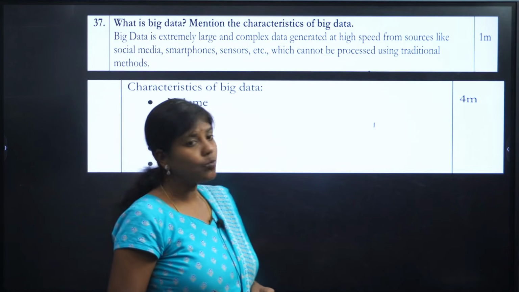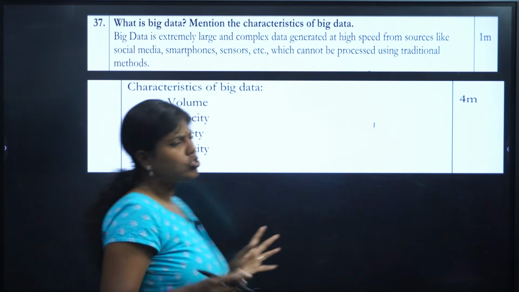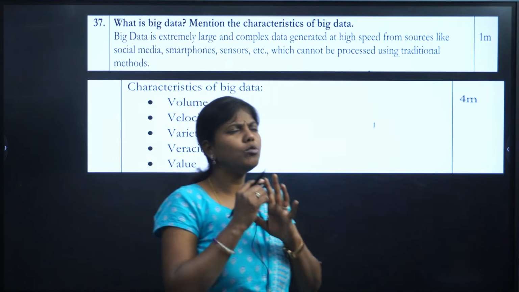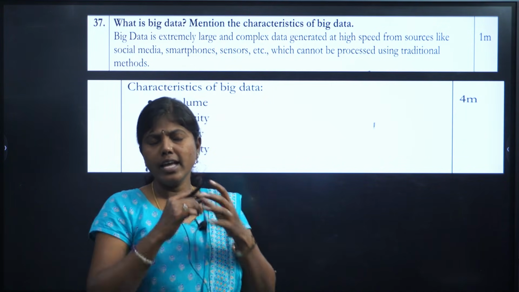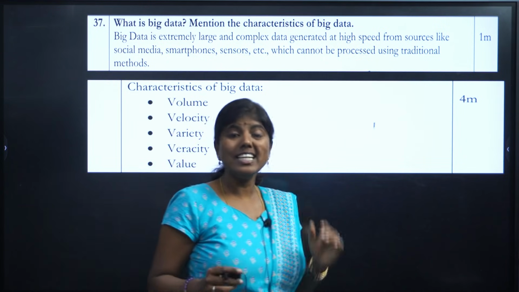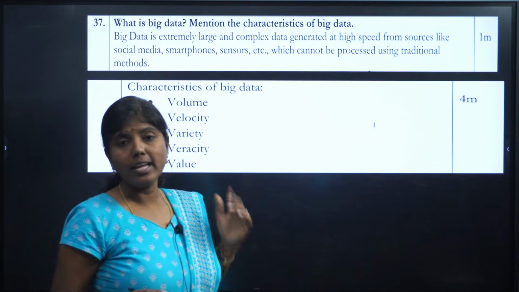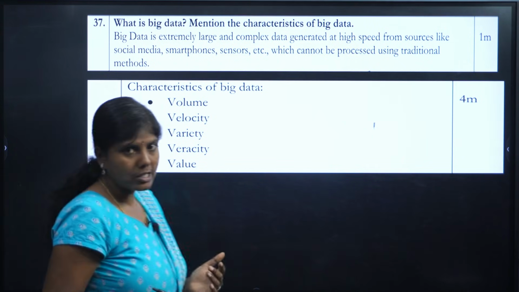So big data, and what are the characteristics of big data? This is also the most frequently asked question in almost all the papers, even in preparatory, even in the PU board paper. Everywhere this question is repeated like anything. Ensure that you study and learn this question properly, and please write the answer in a proper way so that you will get all the 5 marks.